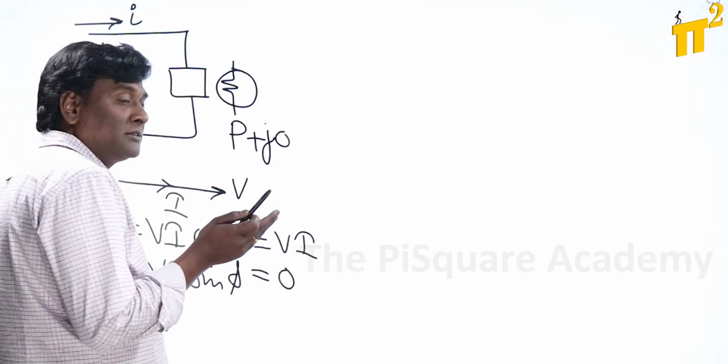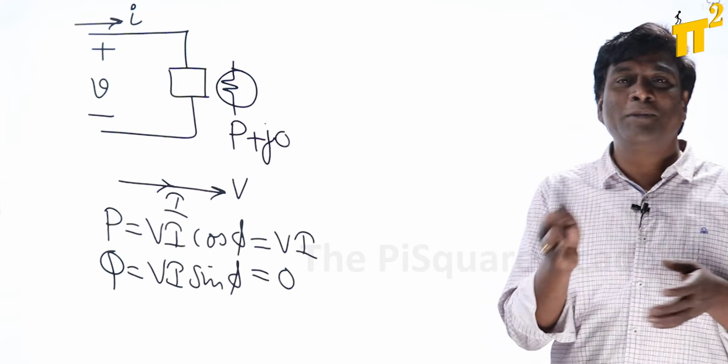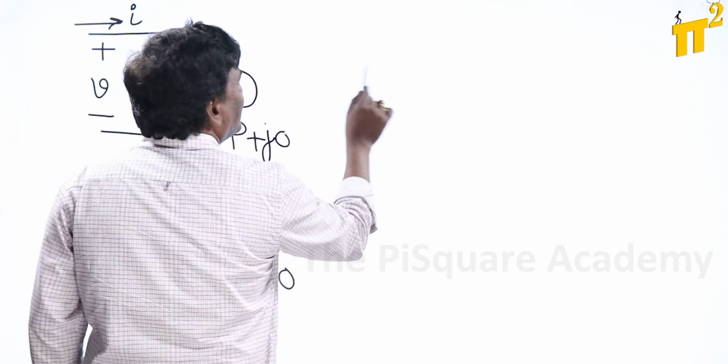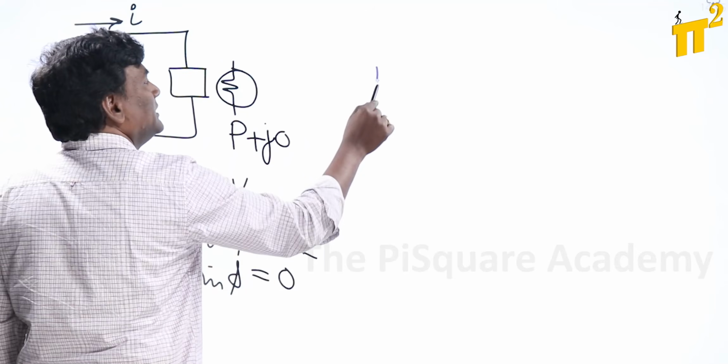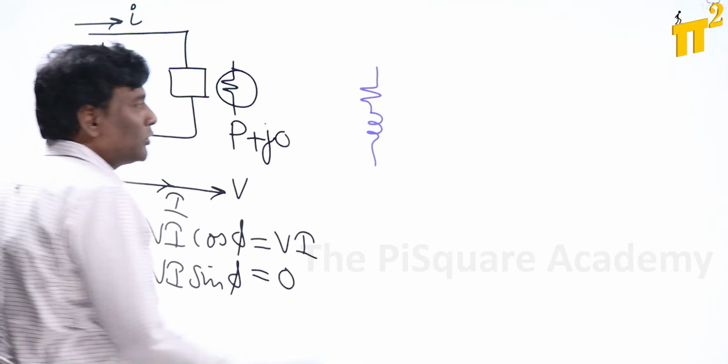Gradually you will understand, because compulsorily you have to understand this, otherwise your mind will not accept induction generator. Okay, now let us see here. For example, this particular system contains resistance and inductance. Then what's going to happen?